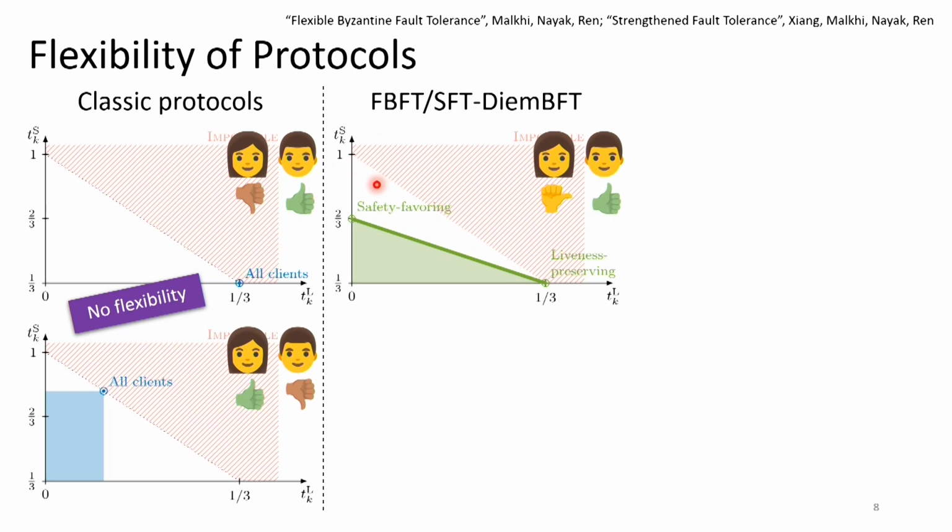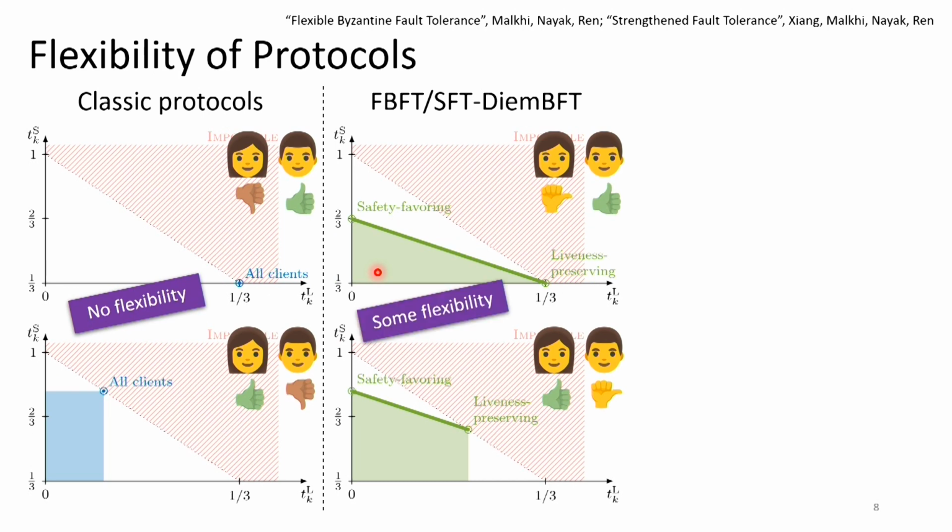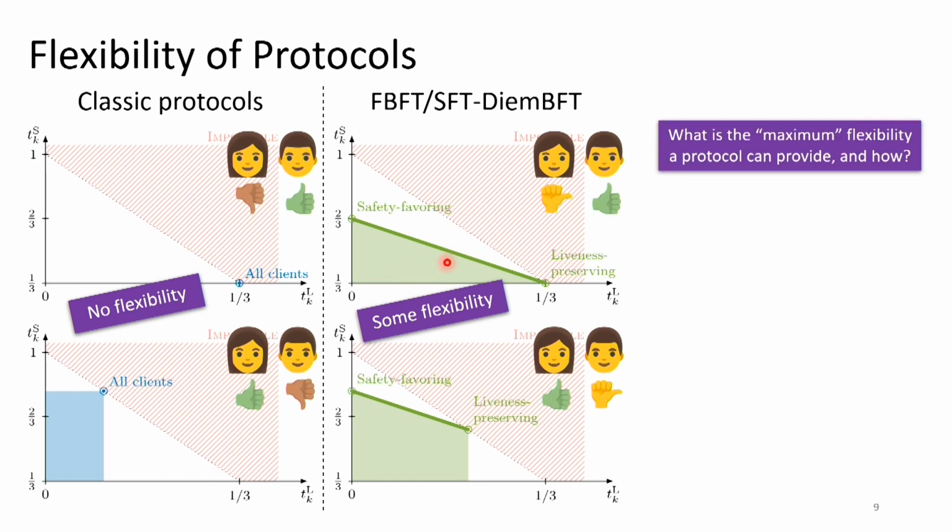And so Bob is happy, and Alice is somewhat happy because she got higher safety, but not all the way there. And if you wanted to give Alice more safety, you can play the same trick I told you earlier of reparameterizing the quorum threshold globally. And that could give you a different protocol where everyone's safety increases and liveness decreases. Okay, so Alice is happy and Bob is somewhat happy, right? So these protocols, again, give you some flexibility, but not all the way. And so the question we asked in this work is, what's the maximum flexibility a protocol can provide, and how?